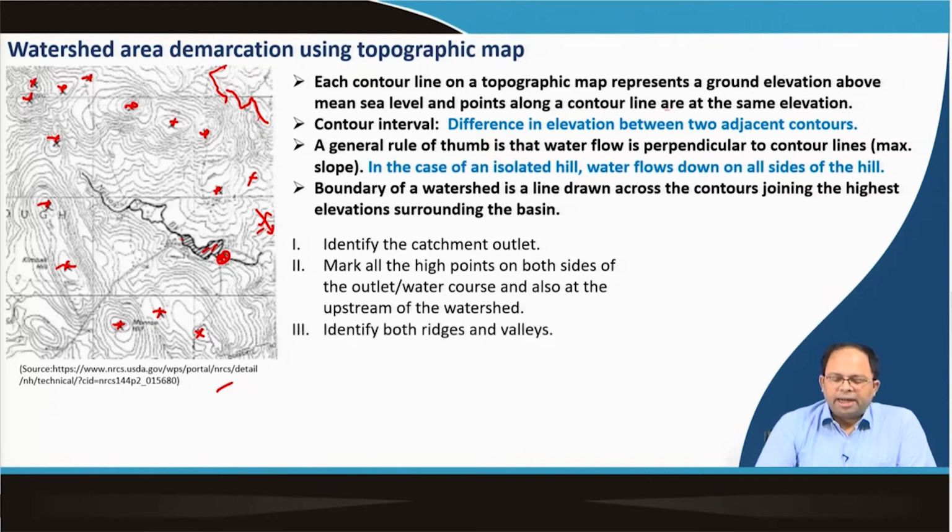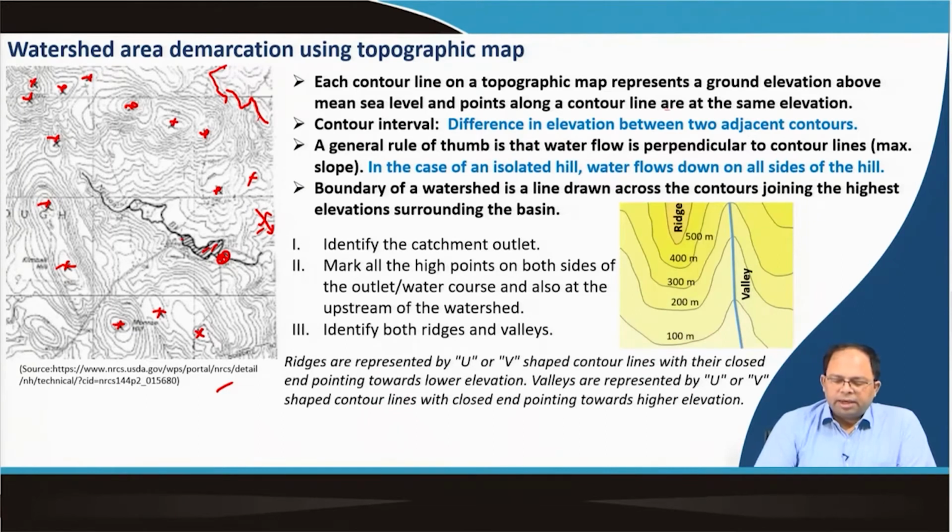Then the third step is to identify both ridges and valleys. Now, what are ridges and valleys? As you can see in this particular image, ridges are represented by U or V-shaped contour lines with their closed end pointing towards lower elevation. So, these are ridge lines, and this could be either U or V shaped, and their closed end points towards the lower elevation. That is how we can determine this is a ridge. If you can see concentric contour lines, based on these U's or V's, we can determine which is the highest point and which is the lower point. So, ridges at the highest point, valleys at the lower point.